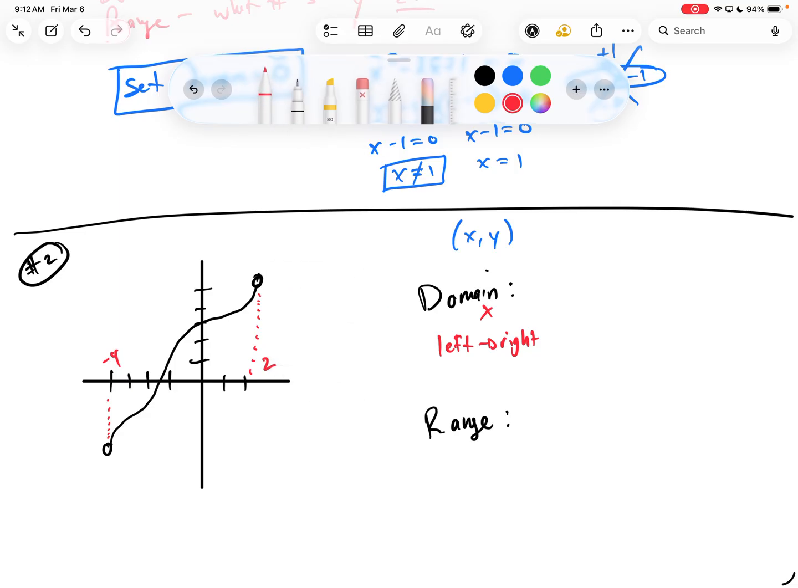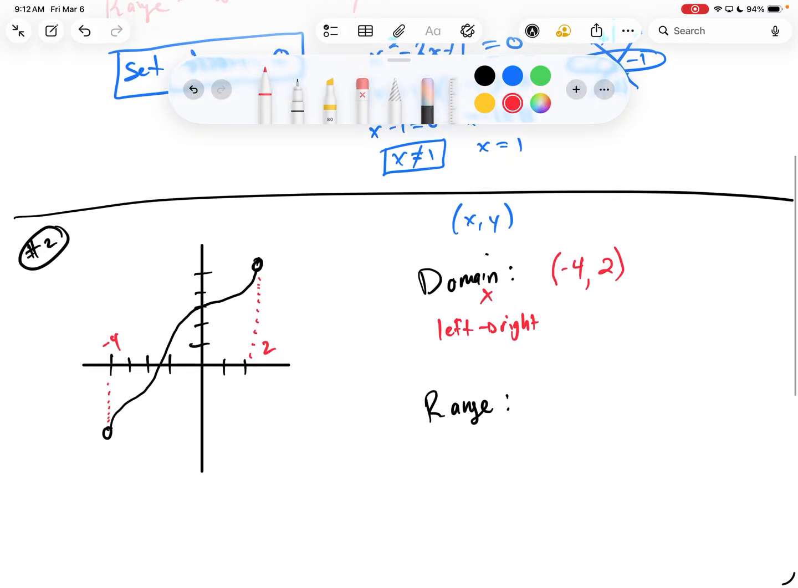Okay. So we write this in interval notation. We would say parentheses at negative 4 because it does not equal. There's an open dot there. And then a parentheses at 2 because there's an open dot on the right side as well. Okay. So it's how far left to right the graph goes. That's my x values. For the range, it's my y.